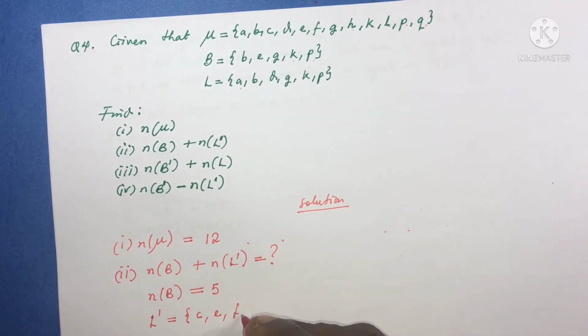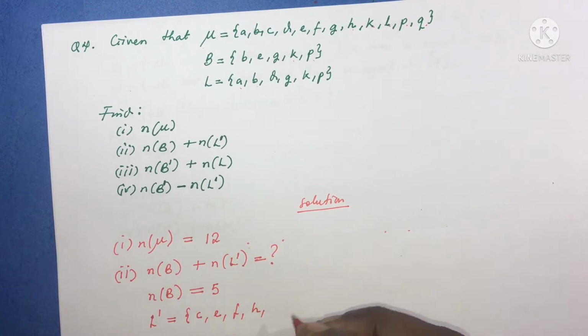F is not found in L, but is found in the universal set. G is found in both. K is found in both, but H is not, so I'm going to bring out H. P is found in both. So what do we have? We have L and I think Q.